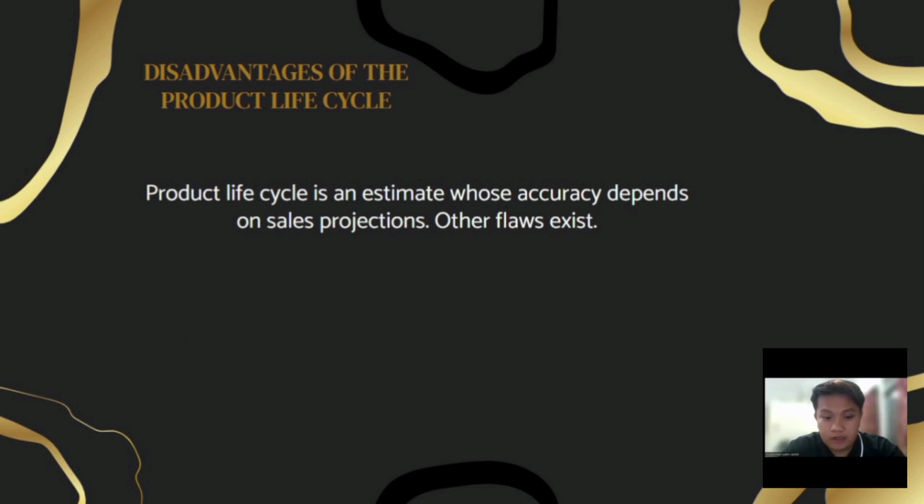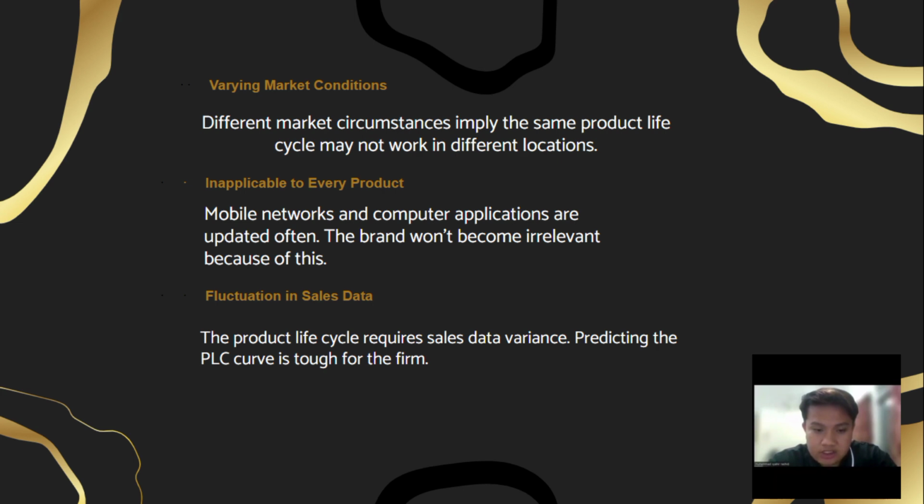Right. After that, disadvantages of the product life cycle. Product life cycle is an estimate whose accuracy depends on sales projection. For the disadvantages, varying market condition. Different market circumstances imply the same product life cycle may not work in different locations.